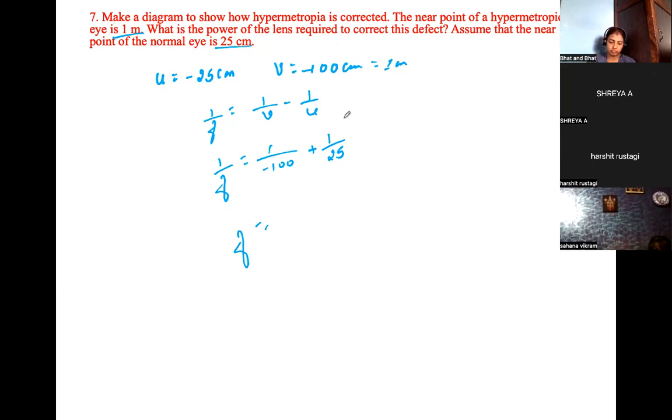Hundred upon 3 centimeter. And then we have to convert it into meters. So 1/3. So now power is 1 by F, which is equal to 3 by 1. That will be plus 3 diopter.